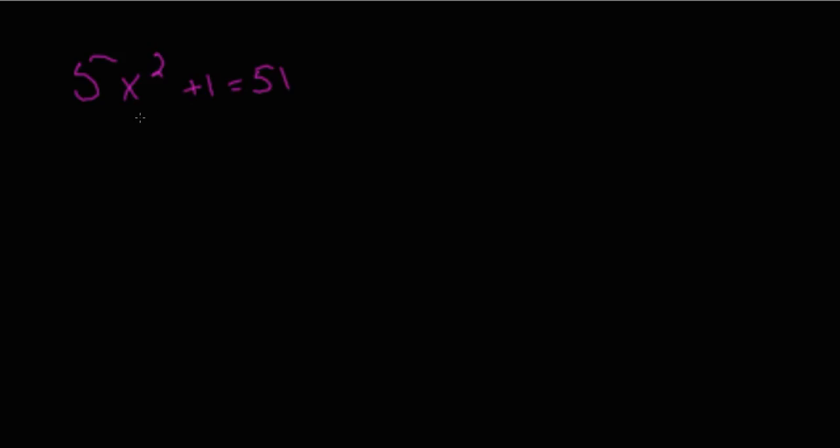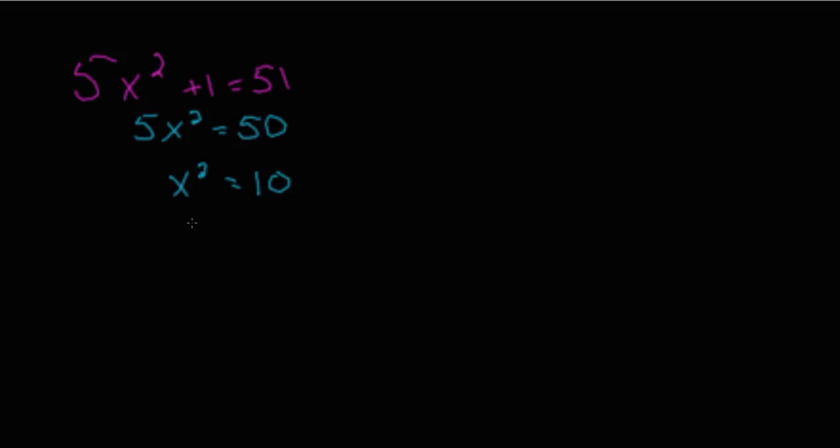So the first thing we're going to do is subtract this 1 from both sides of the equation, and that'll give us 5x squared equals 50. And we're not changing the value of the equation because we're doing the same thing to both sides. We're subtracting 1 from here and subtracting 1 from here, so that gives us 5x squared equals 50. Now we still want to isolate this x squared term, so we divide both sides of this equation by 5. And that will give us x squared equals 10. 5x squared divided by 5 is x squared. 50 divided by 5 is 10.